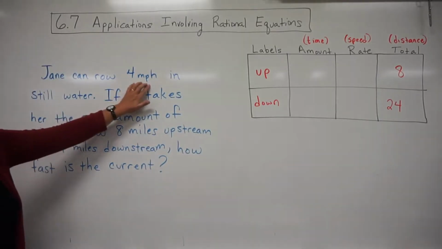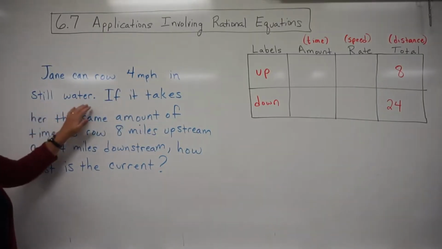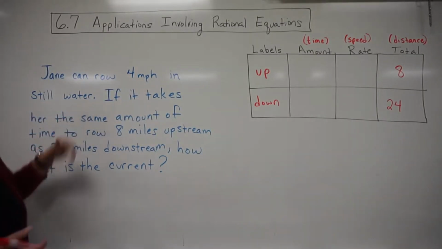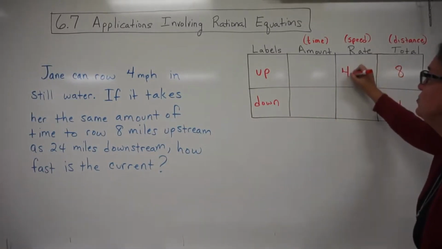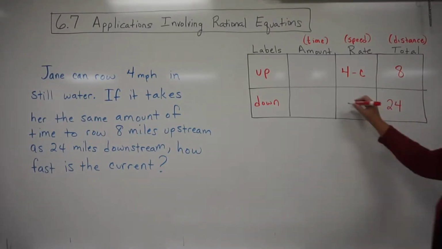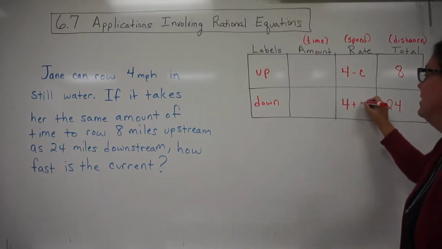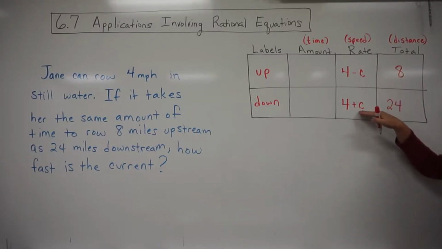Which brings us to the issue of rate. If she's able to row 4 miles per hour in still water, so water without a current, then when she's traveling upstream and the current is pushing against her, she's actually going to be going overall somewhat slower than 4 miles an hour. But as she's going downstream, the current is going to be pushing her along, adding to her rate of speed. So the rate is going to be 4 minus c for upstream and 4 plus c for downstream, where the current is pushing her along.